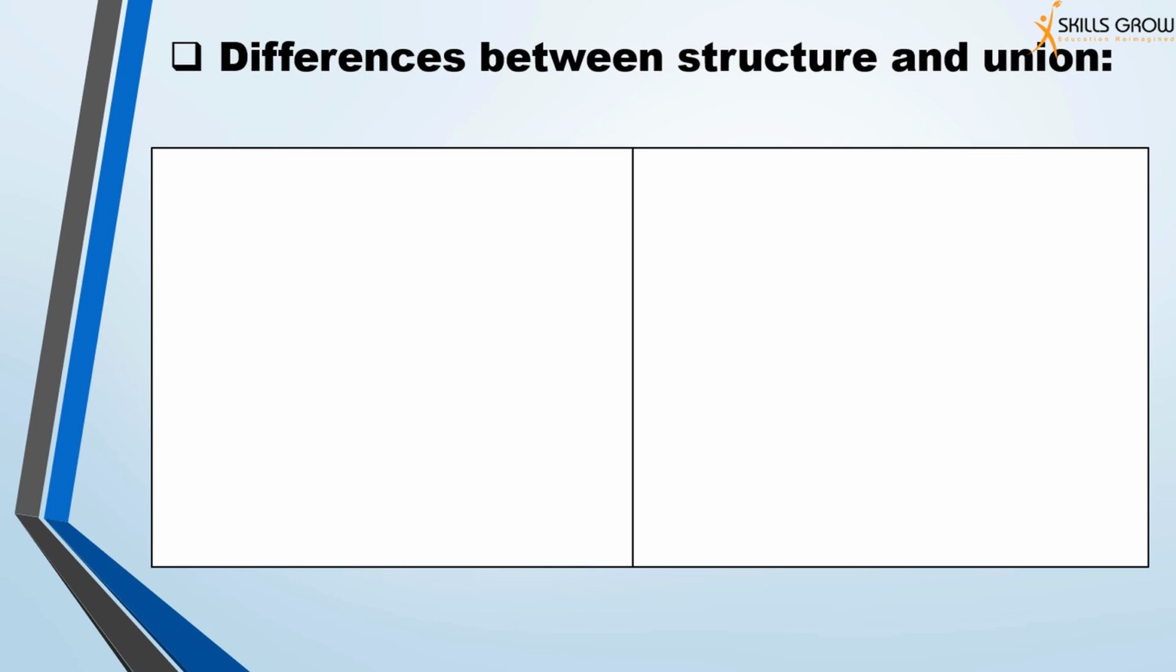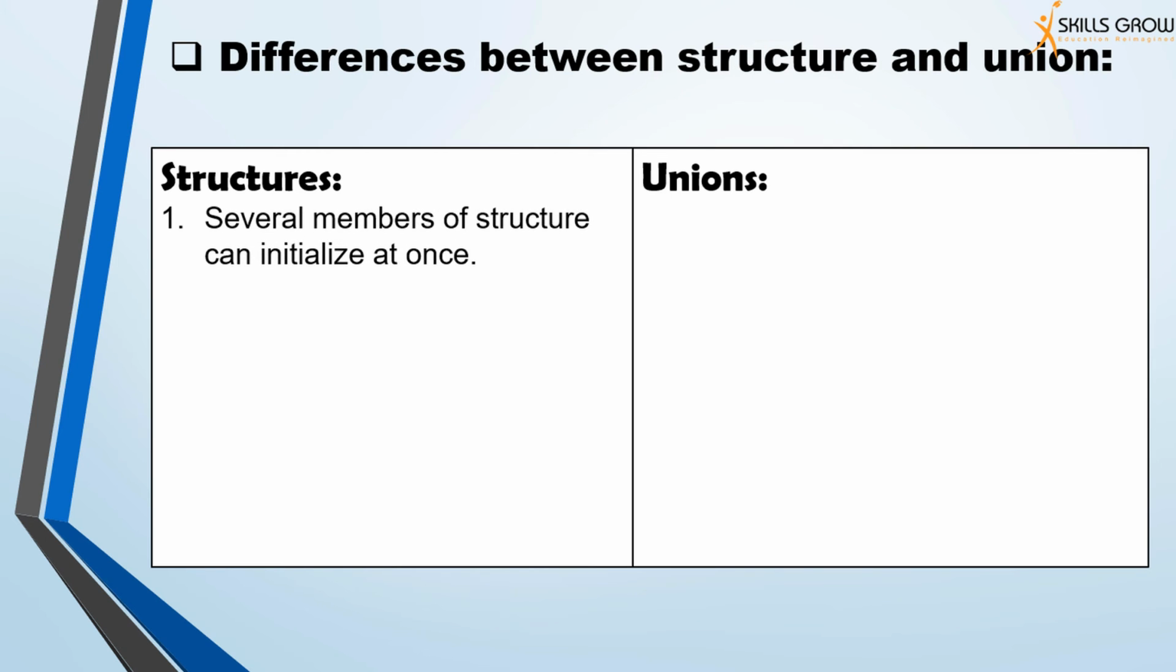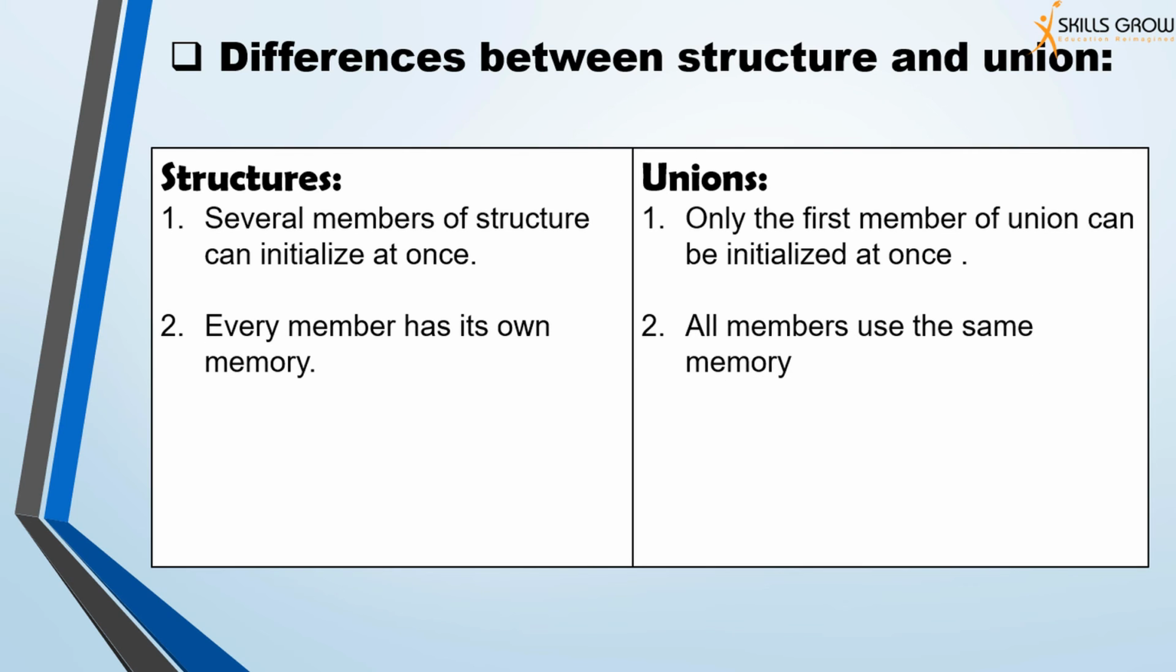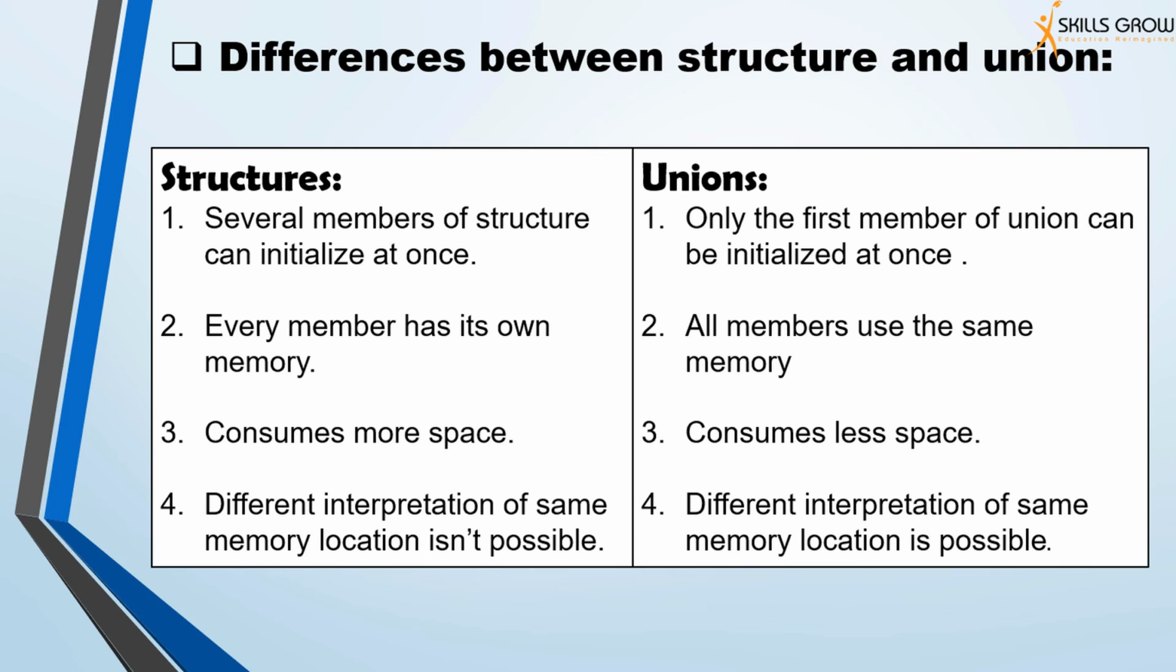Differences between structure and union. Several members of a structure can be initialized at once, whereas in a union, only the first member can be initialized at once. In a structure, every member has its own memory, but in a union, all members use the same memory. Structure consumes more space, whereas unions consume less space. Different interpretation of the same memory location is impossible in a structure, whereas it is possible in unions.